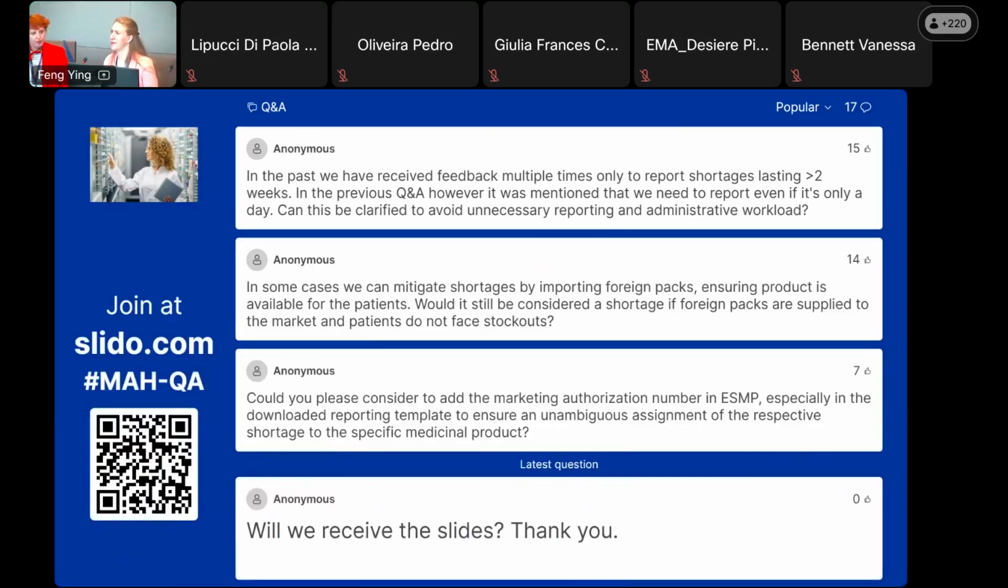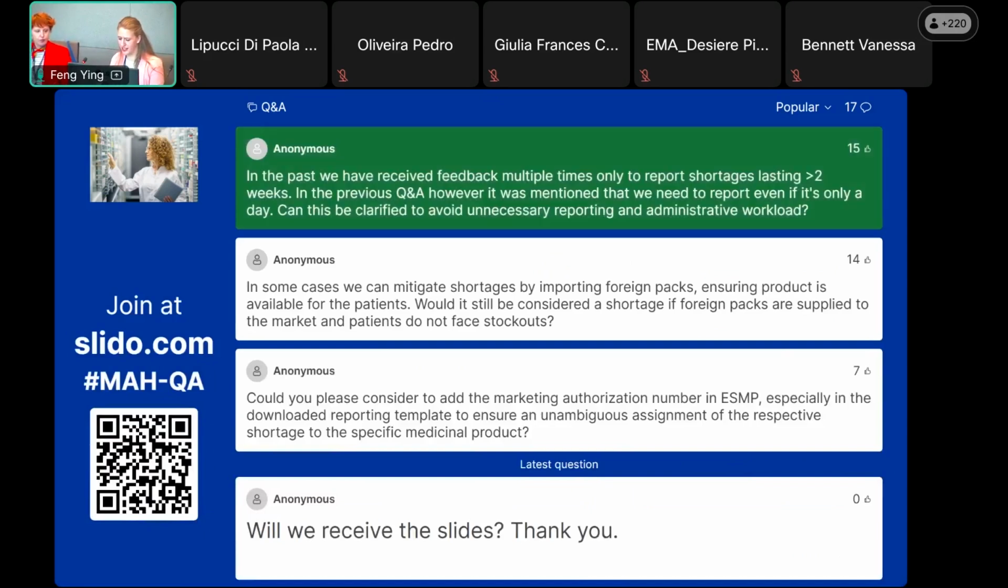Okay, so we start right into the questions. So the first question is, in the past, we have received feedback multiple times to only report shortages lasting over 2 weeks. In the previous Q&A, however, it was mentioned that we need to report even if it's only a day. Can this be clarified to avoid unnecessary reporting and administrative workload?